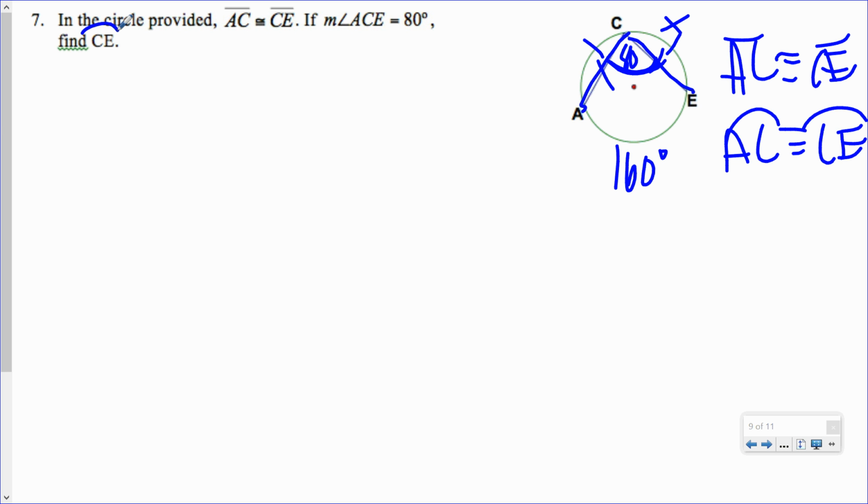So if arc CE is X, then arc AC is X because I marked it there the same. Again, they create a full circle. So when the arcs complete a full circle, I know that they must add to equal 360. I'm going to give you about a minute or so to try to finish the problem off from here on your own.